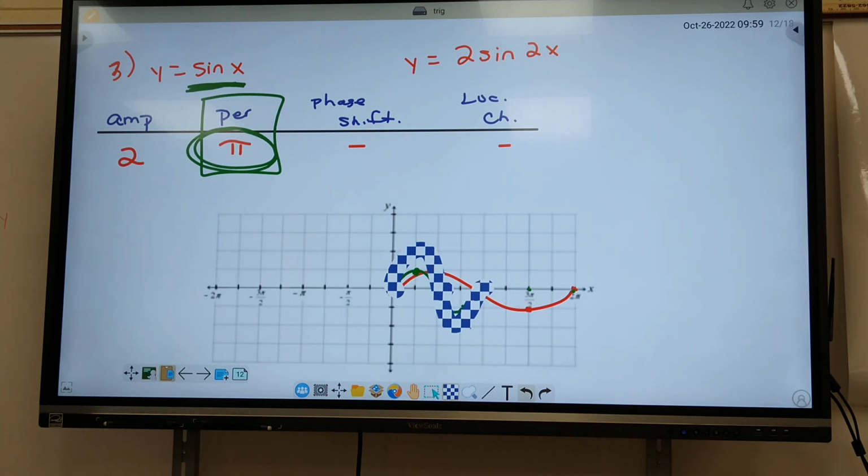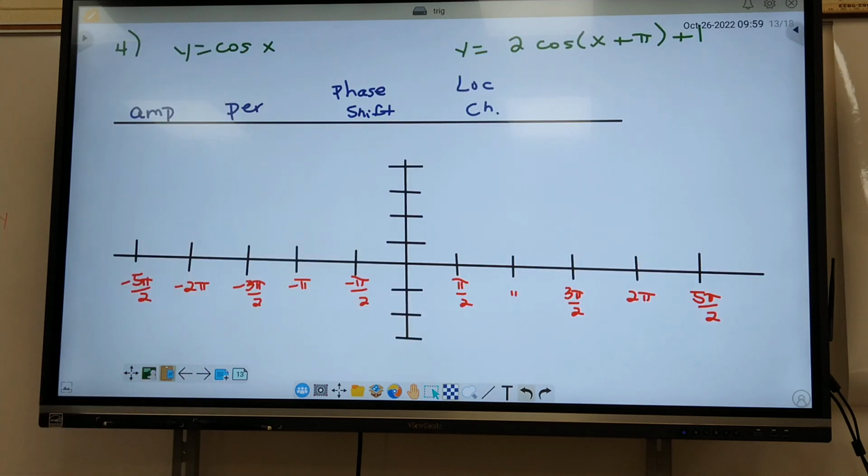You guys get a head start on number 4 while I'm answering questions. Dylan said it's not that hard. All right, question. Willie, sit in your desk, please. All right, we can go to 4.